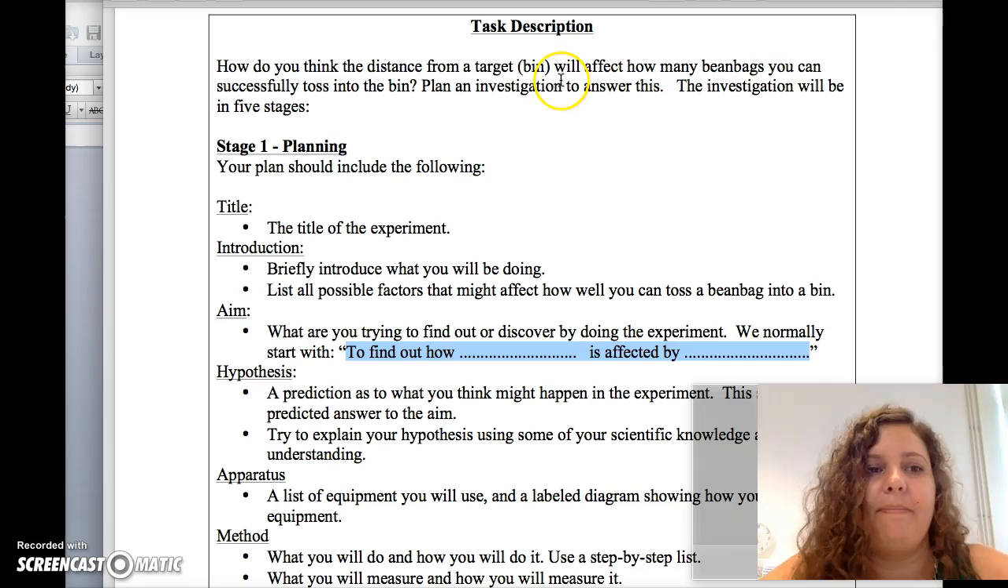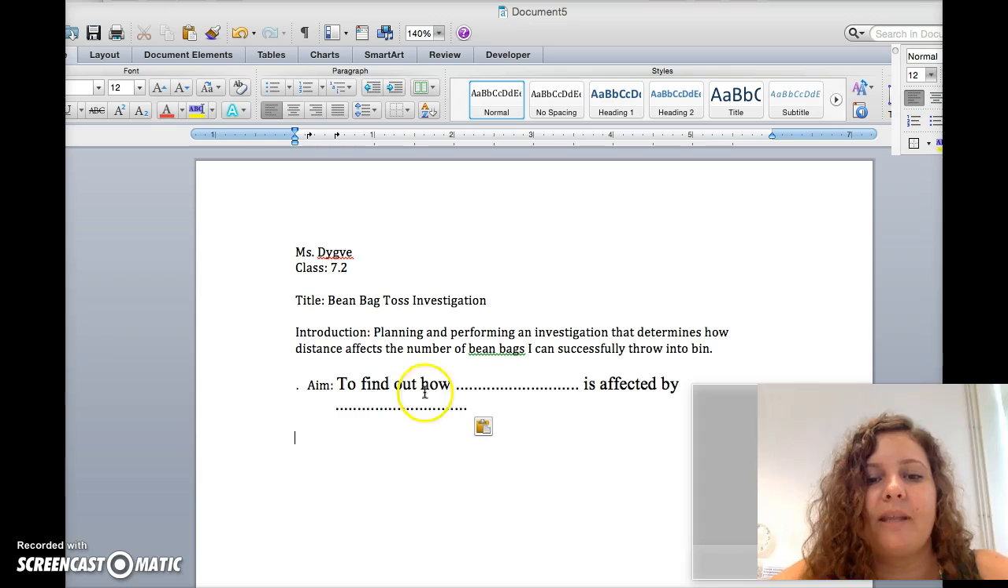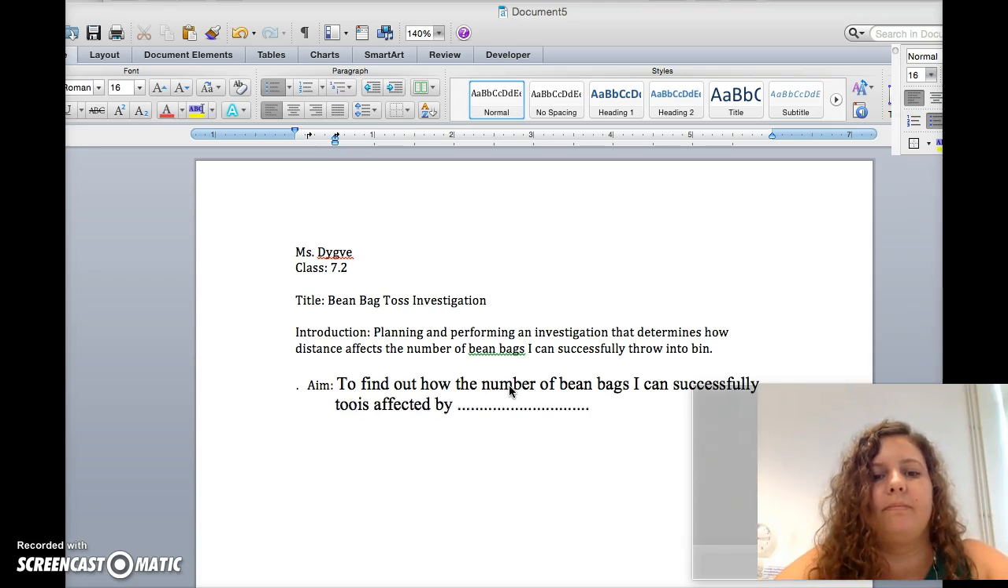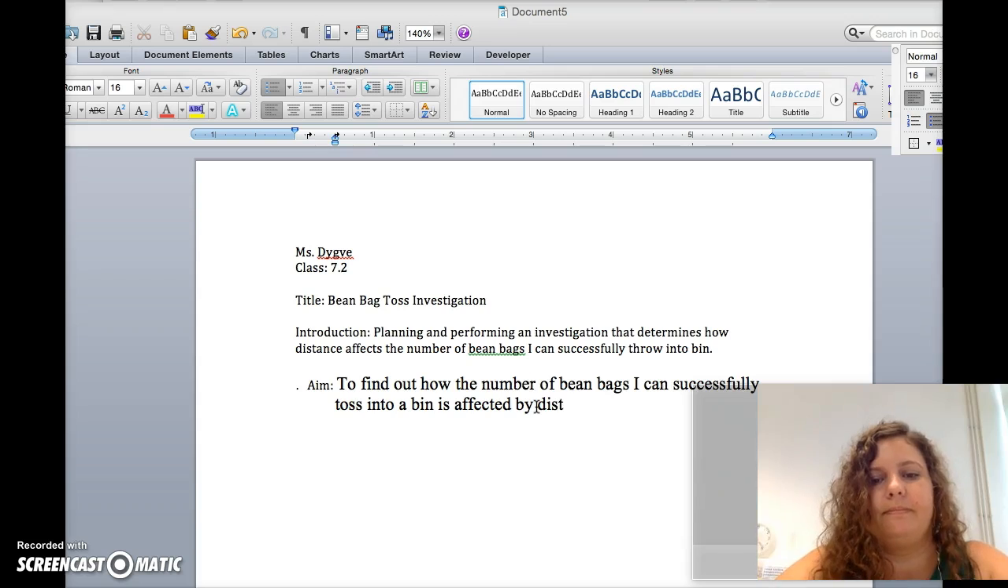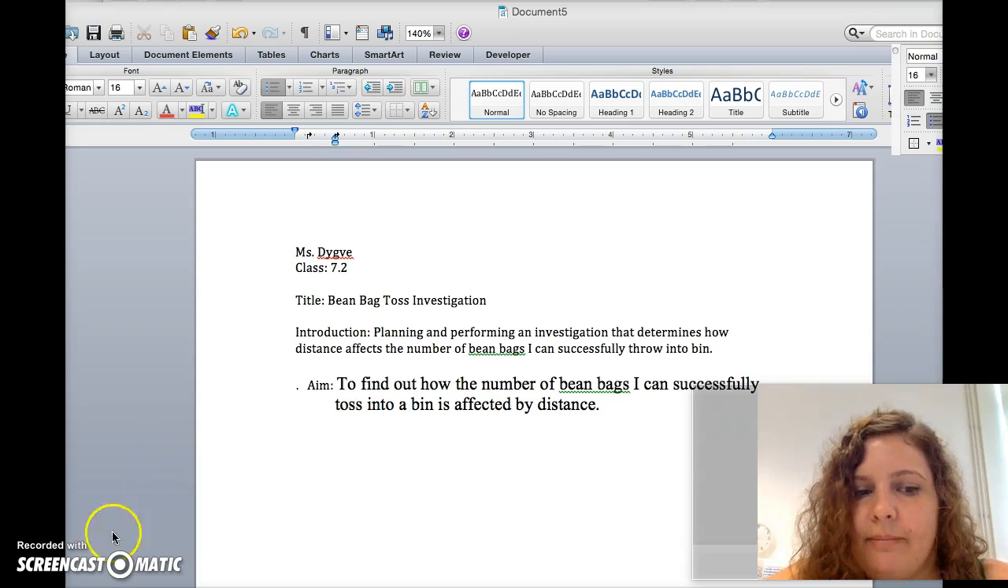I'm going to go ahead and copy and paste this onto our Word document next to aim. And it's to find out how the number of beanbags I can successfully toss into a bin is affected by distance. Go ahead, press pause, and write your aim now.